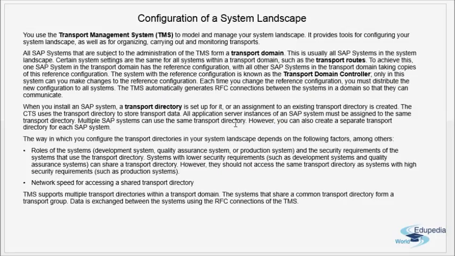Configuration of a system landscape. You can use the transport management system, the TMS, to model and manage your system landscape. It provides tools for configuring your system landscape as well as for organizing, carrying out and monitoring transports. So this transport management system is used for organizing, carrying out and monitoring the transports. So this takes care of all the transports.